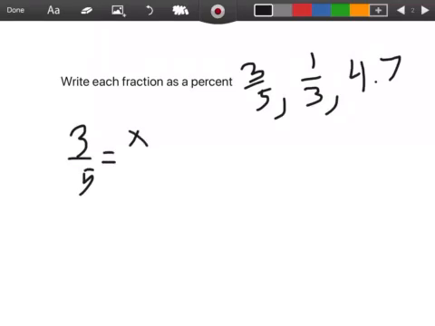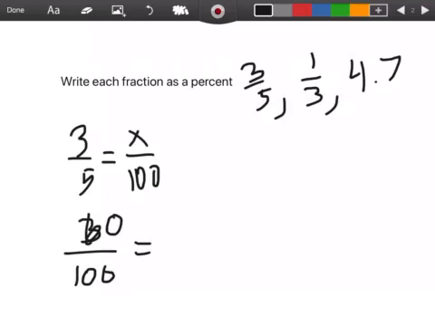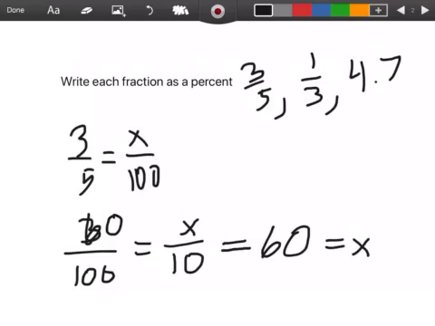equals x over 100. We just basically need to solve for that. So, we can make 60 over 100. So, x over 100, which means 60 equals x, and so that means it's 60%. 3/5 equals 60%.